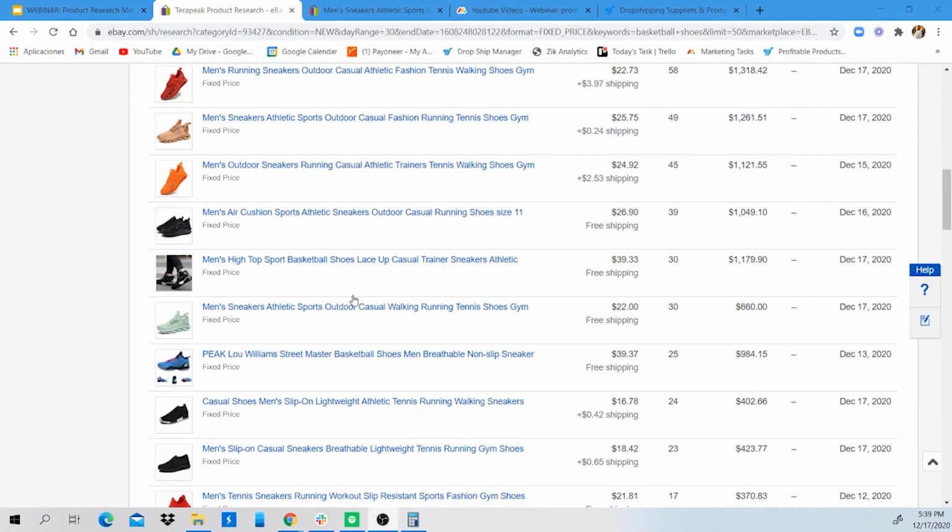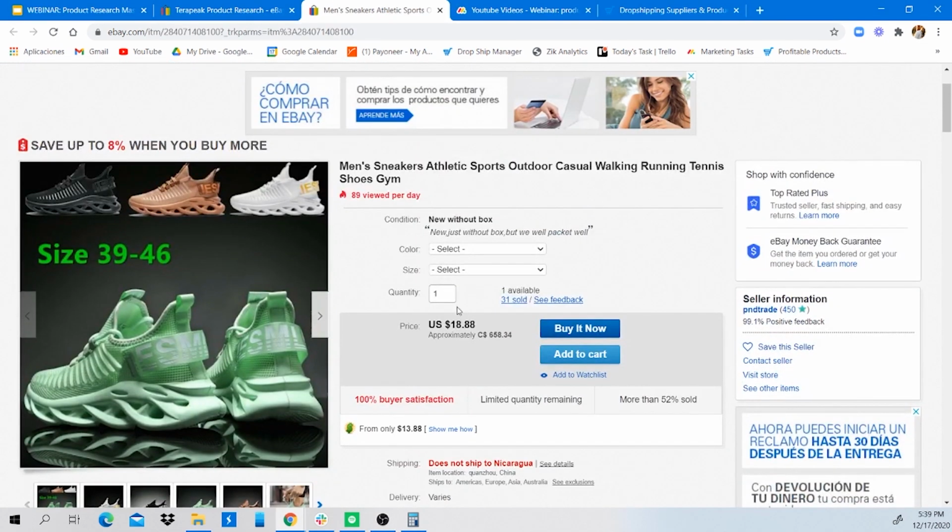So let's see if we can find something with this product here, right? And there we have it. This is the item. Now, one thing that you always want to check up on is the item's location, because if the item's location is based in China, that most likely means it would be a dropshipper, and it's easier for you to compete against this seller.